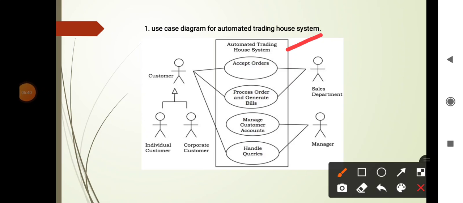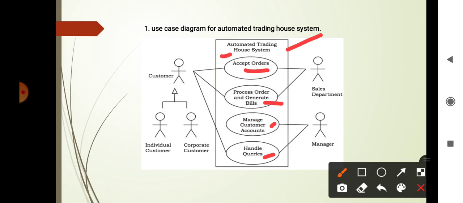This is the boundary of the system, that square box is the system boundary. Then it has a heading, automated trading house system. Then it follows with some use cases. First we accept the orders, then process order and generate the bill, then manage customer account and handle queries. These are the use cases.